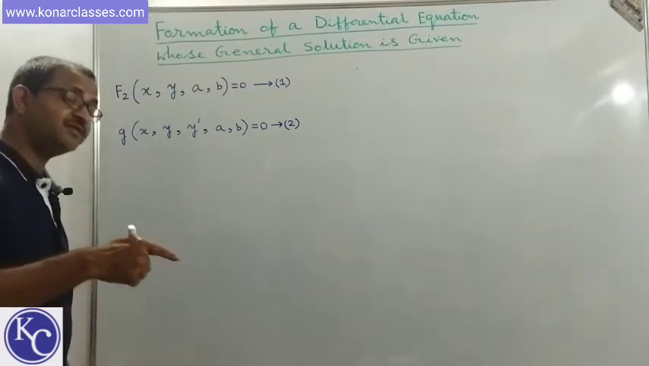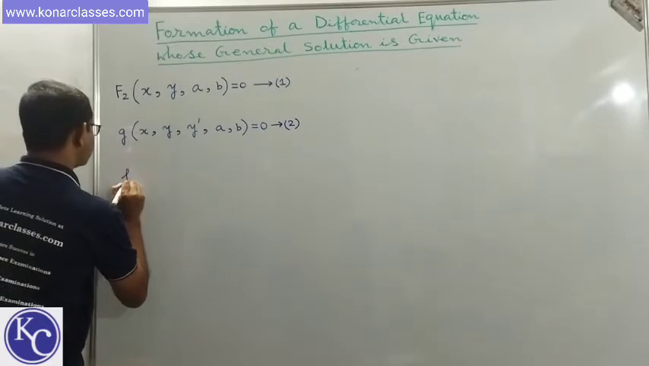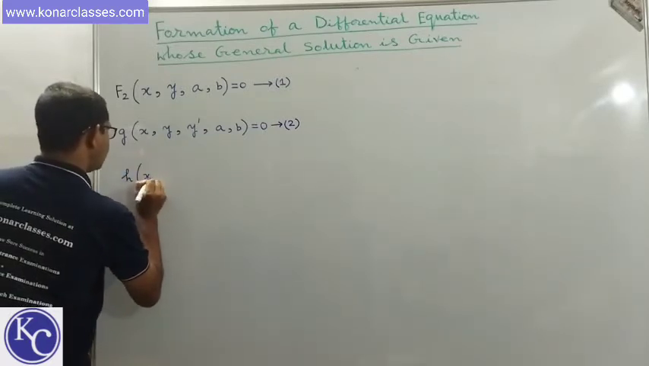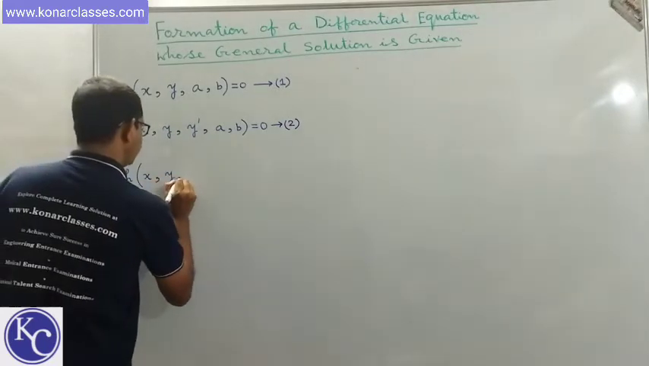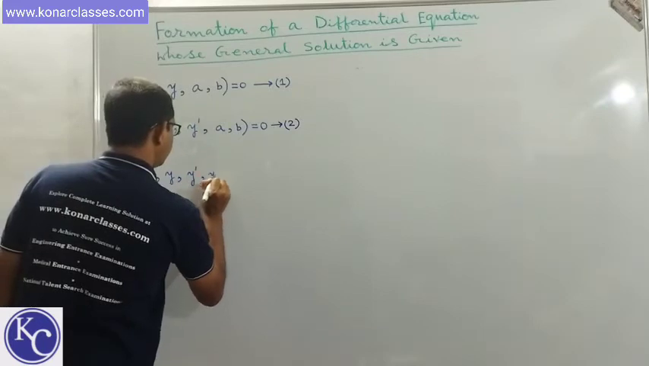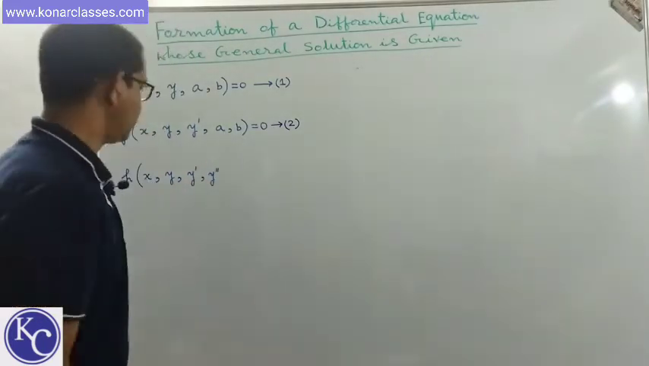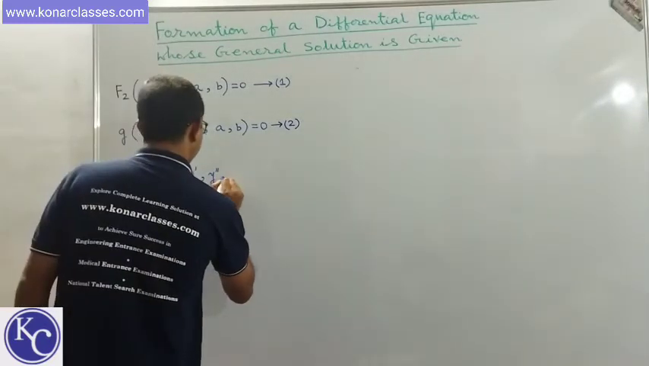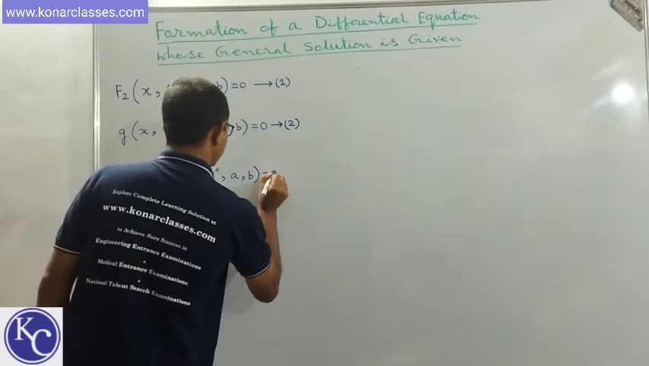That means we need to find a second order differentiation. So if we differentiate, suppose we get a function called h. What will it contain? It may contain x, y, y dash, then y double dash, that means differentiation of y with respect to x 2 times, second order differentiation. And it may have a and b, that is equal to 0.